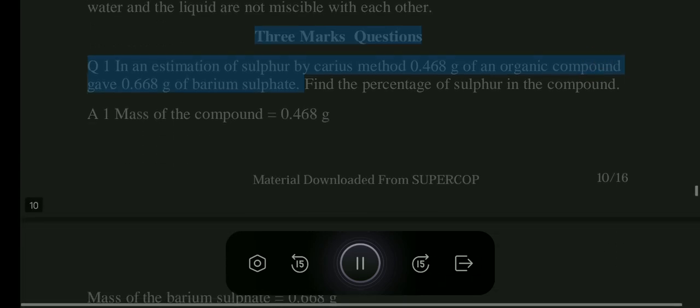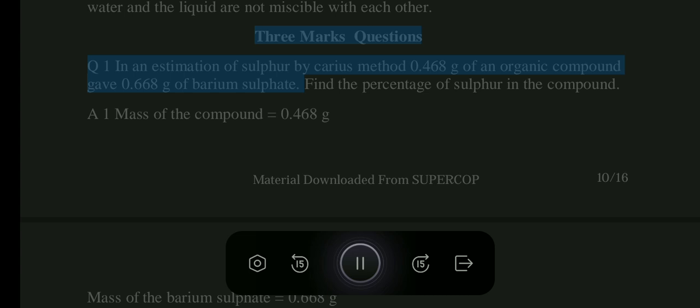3 marks questions. Q1. In an estimation of sulfur by Carius method, 0.468 grams of an organic compound gave 0.668 grams of barium sulfate. Find the percentage of sulfur in the compound. Answer: Mass of the compound equals 0.468 grams.